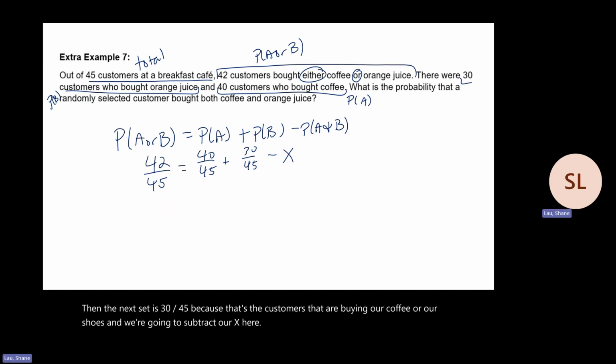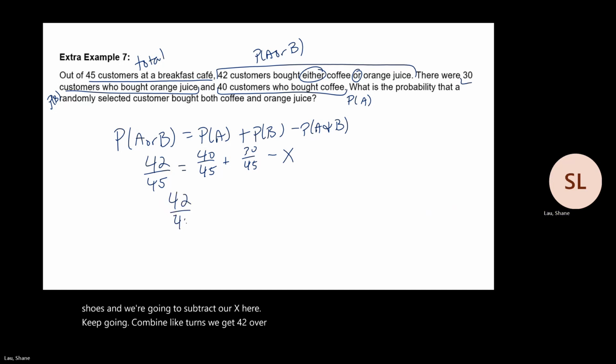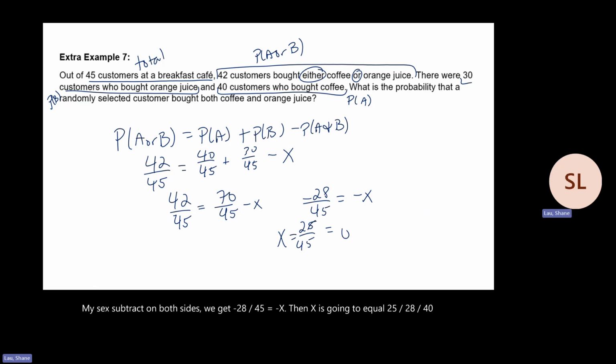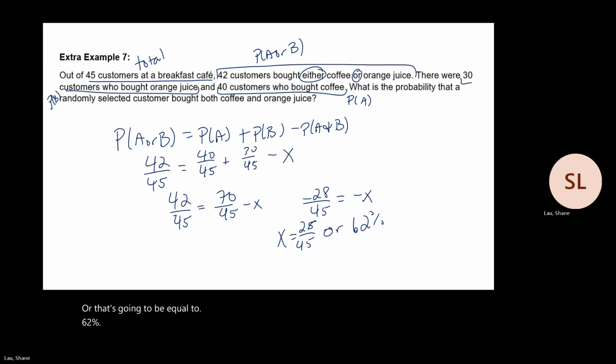Keep going. Combine like terms, we get 42 over 45 and we get 70 over 45 minus X. Subtract on both sides, we get negative 28 over 45 equals negative X. And X is going to equal 28 over 45, which is equal to 62%. And that is going to do it.